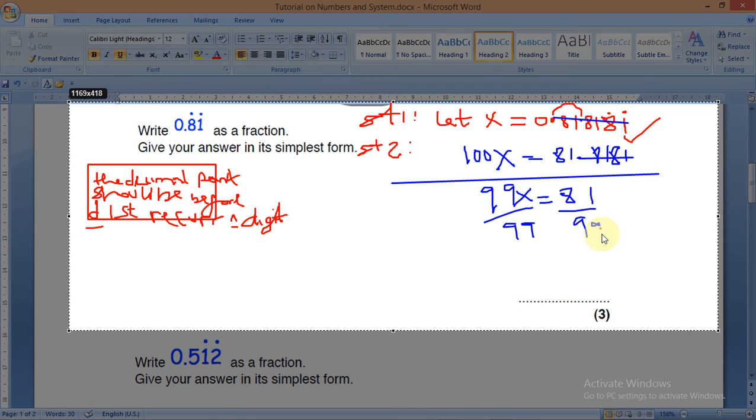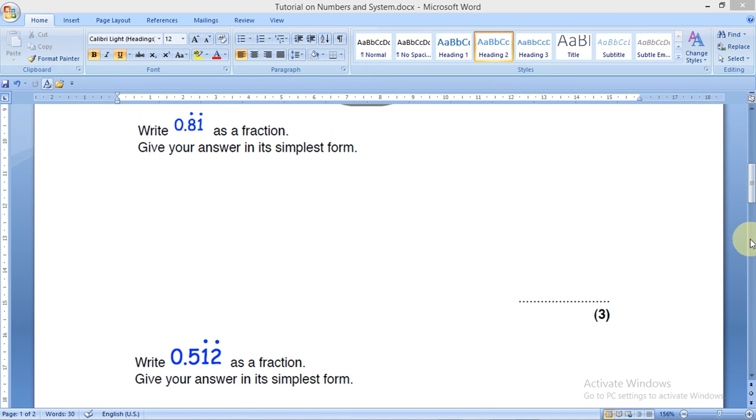Guys, you can confirm that using your calculator. 81 over 99 should give you 0.81818181. But the examiner can ask us to reduce to lowest terms. So let me just do that, and that is 9 over 11. So guys, go ahead and put this in your calculator. 9 over 11 should give you 0.818181818181. So next question now.